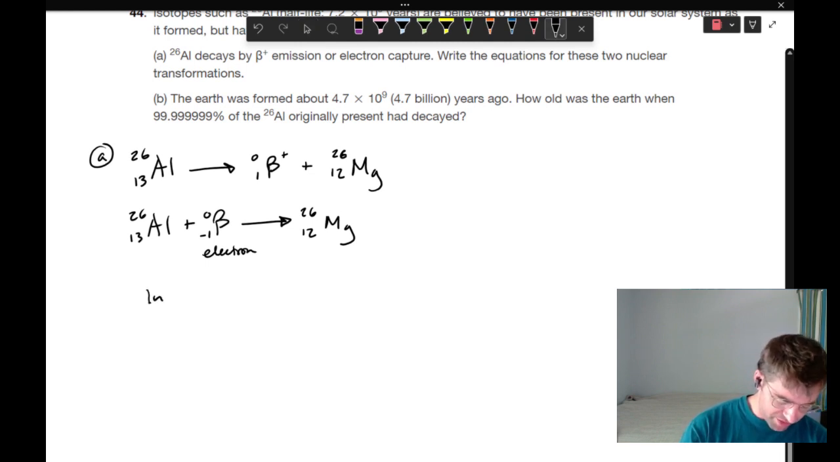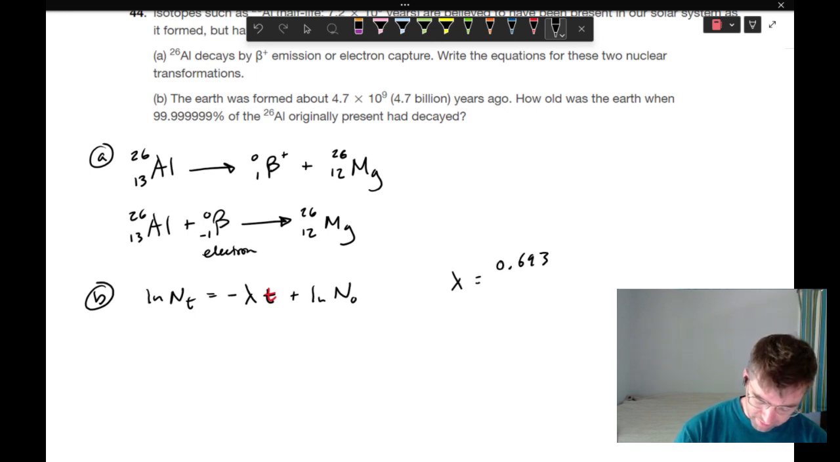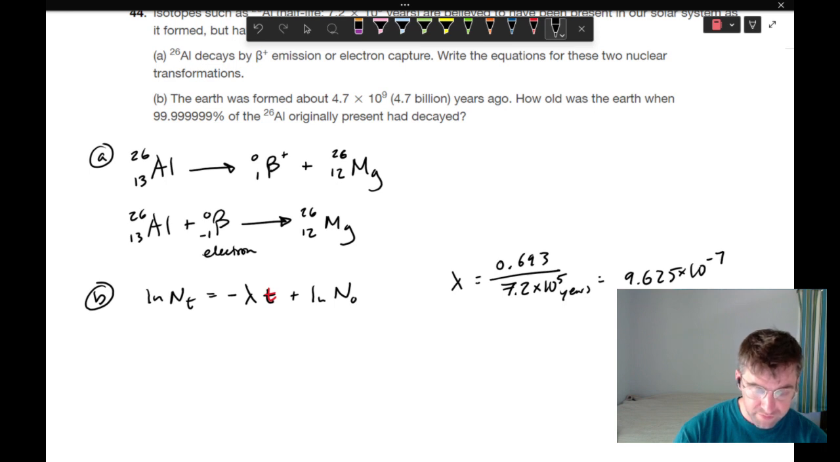I'm going to go ahead and write that equation down just so you can see it again. ln final equals negative decay constant times t plus ln initial, and we're solving for t. Really quick, we need to solve for lambda equals 0.693 over the half-life, which is 7.2 times 10 to the 5th years, equals 9.625 times 10 to the negative 7 inverse years.